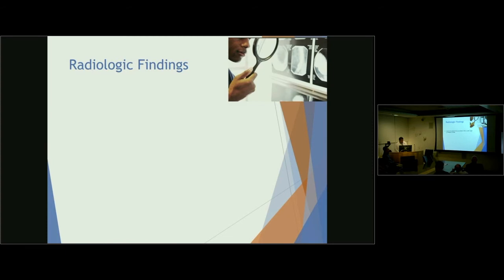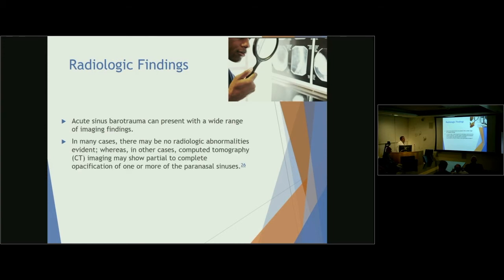Talking a little bit about radiologic findings. Acute sinus barotrauma can present with a wide range of imaging findings. In many cases, there might actually be no radiologic findings. As you can imagine, this is just one episode of acute sinus barotrauma. Whereas there are also case reports and case studies that show that after this barotrauma, they can get complete opacification of one or more of the paranasal sinuses.